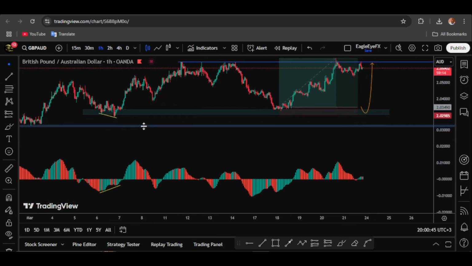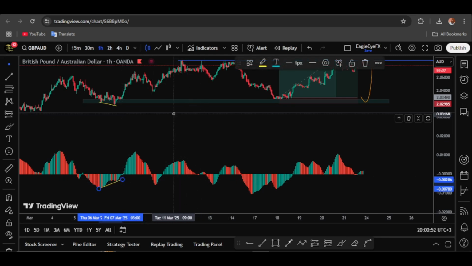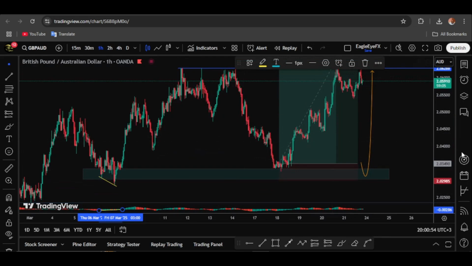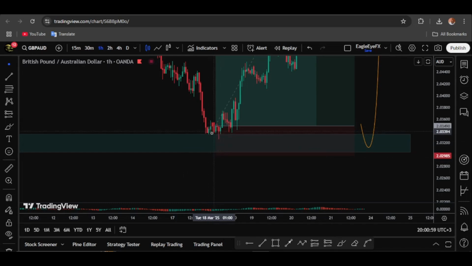As you can see over here, as the market was giving us a lower low, the Awesome Oscillator was giving us what? It was giving us a higher low. So that was a clean divergence. All right. So once the market taps the zone over here, you're looking for a confirmation.